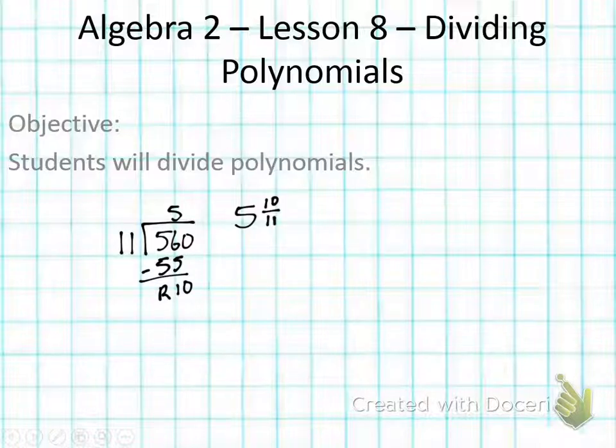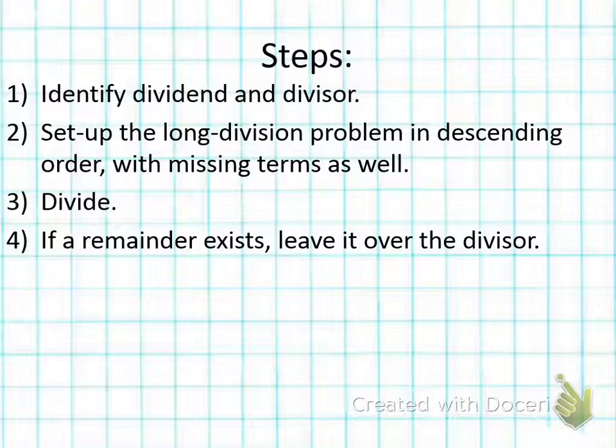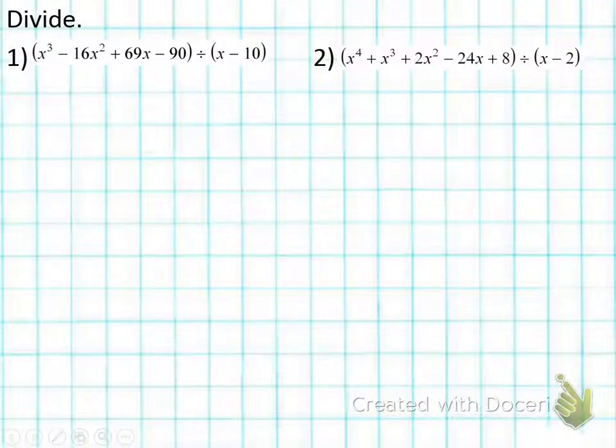Okay, so this is like the previous knowledge. That's easy, but now it's going to get really hard because we're dealing with polynomials, okay? So here are the steps, and we're going to work it out. I did a lot of annotating already. Okay, first one, number 1. X cubed minus 16x squared plus 69x minus 90 is divided by x minus 10, okay?